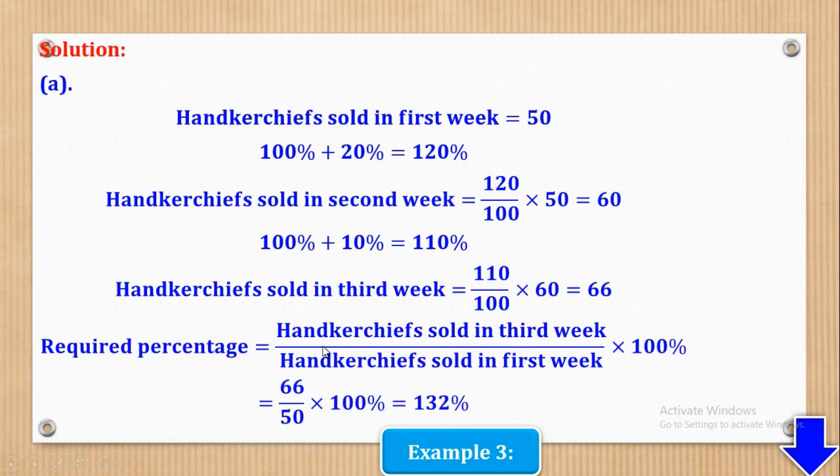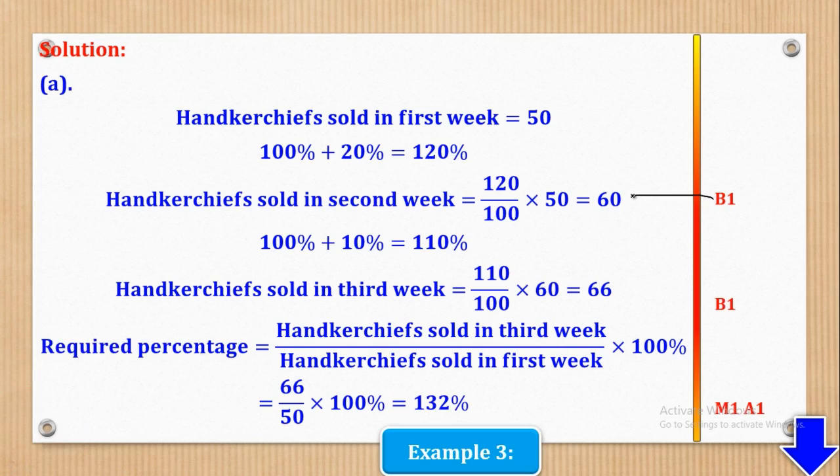And when the third week was 66, first week was 50, so we say 66 over 50 multiplied by 100 to come up with 132%. So basically that's what they wanted in part A, and now let's see how much can be awarded for that part. Now B1 is for you to get the handkerchiefs sold in the second week, another B1 for those sold in the third week. M1 is for you to substitute, and A1 is for you to get the required percentage.